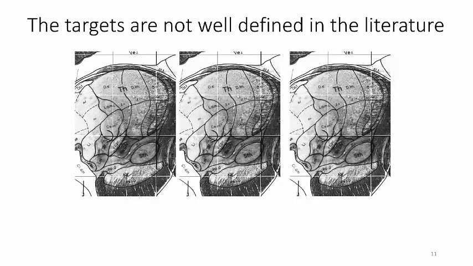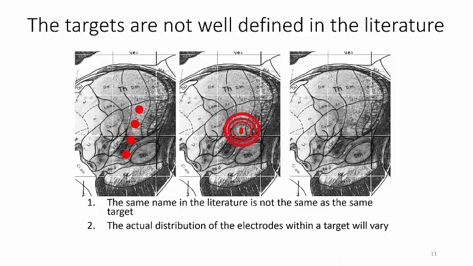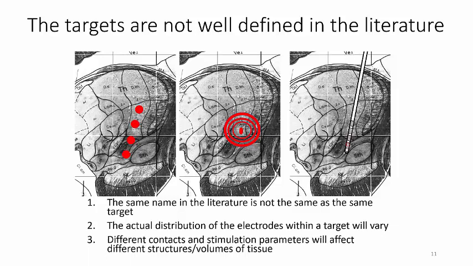It is further important to realize that the targets are not well defined in the literature. The same name in the literature is not the same as the same target. Different names are used for the same target, and sometimes the same name is used for different targets. The actual distribution of the electrodes within a target will vary. Different contacts and stimulation parameters will affect different structures and volumes of tissue.